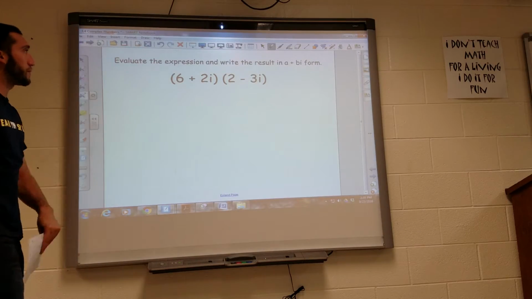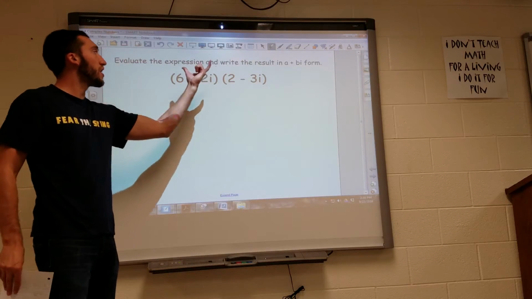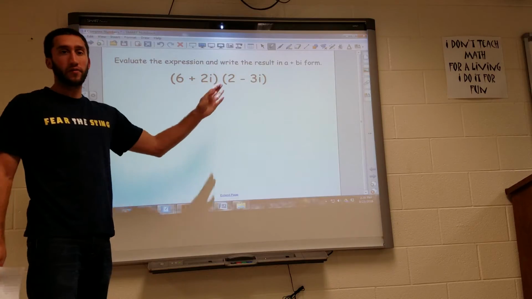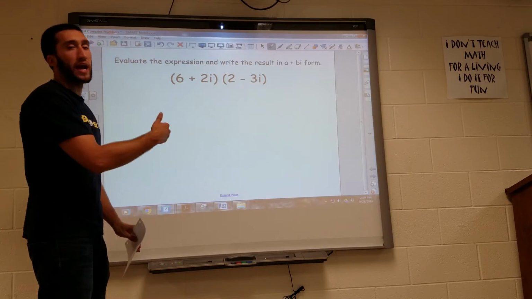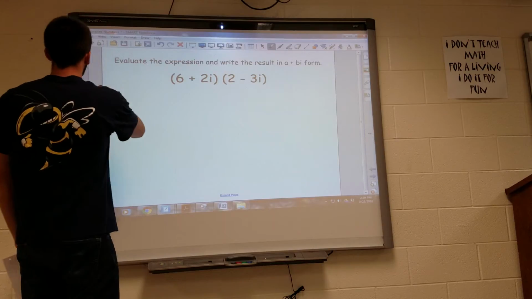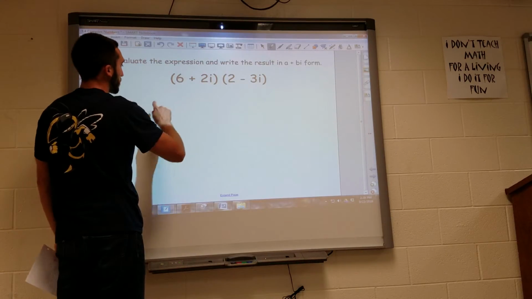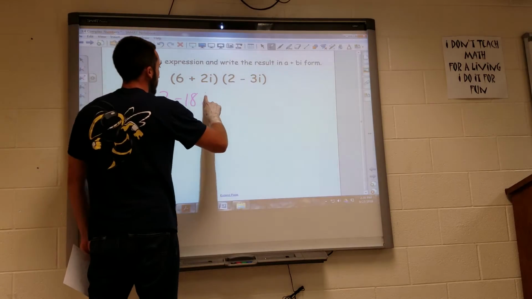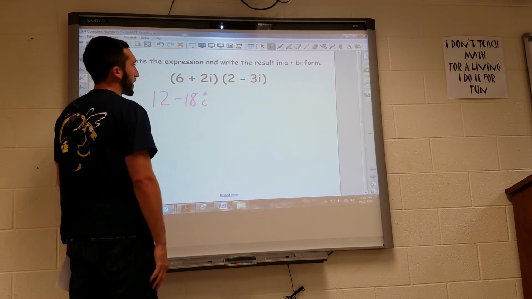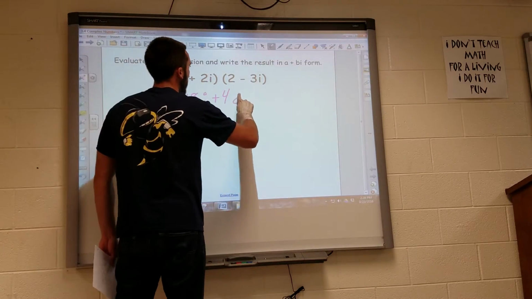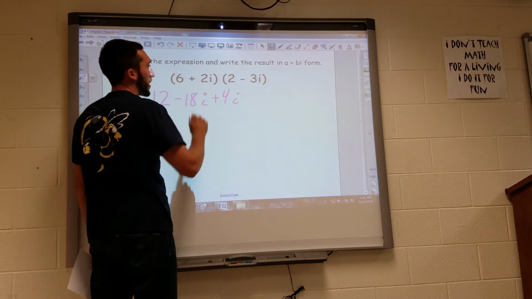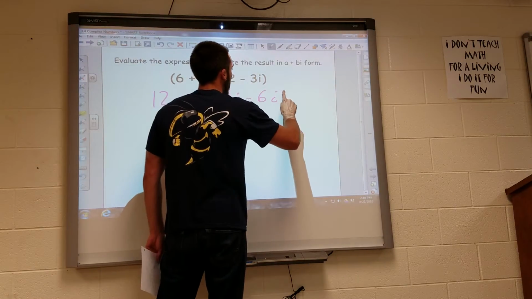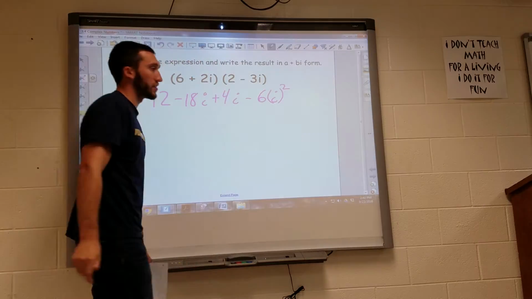Okay, next complex number. Now they have us multiplying complex numbers together. So we're going to FOIL it, we're going to distribute it the same way we always would, but we're just going to have imaginary parts to our answer. So as I FOIL, I get 6 times 2, 12. 6 times -3i, -18i. 2i times 2, positive 4i. And then 2i times a negative 3i gives me a negative 6i squared. Right? That i is squared.